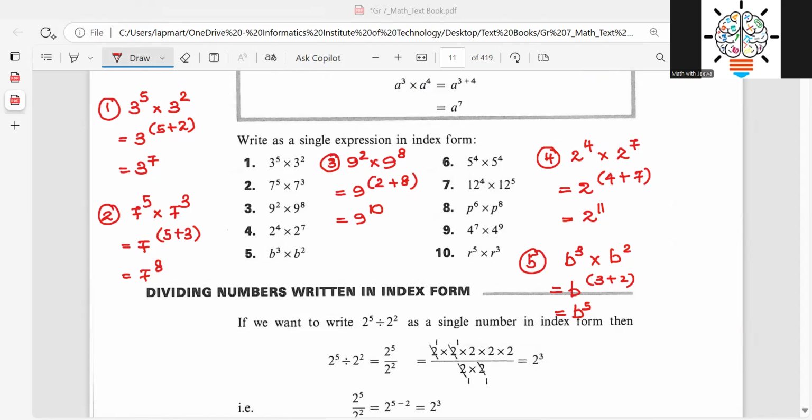The first one is 3 to the power of 7, and the next one 7 to the power of 8, and then 9 to the power of 10, 2 to the power of 11, and b to the power of 5. So please pause the video and mark the answers. By any chance, if you have not written all the steps, pause the video and write them down and correct your answers, because now I'm going to erase this and do 6 to 10. Therefore, please pause the video and take your time to correct your answers.